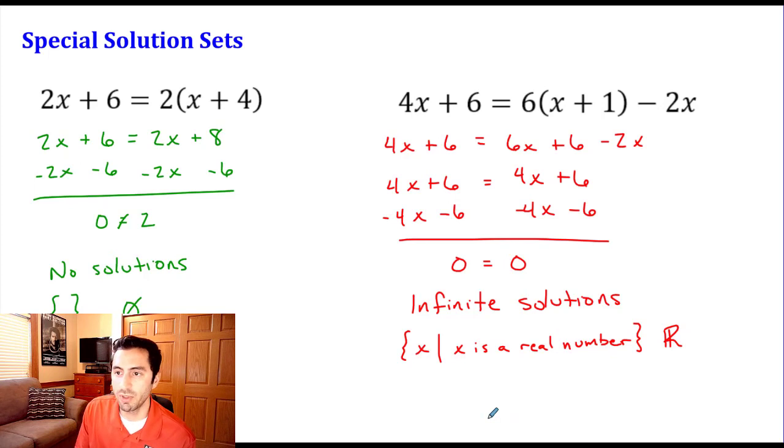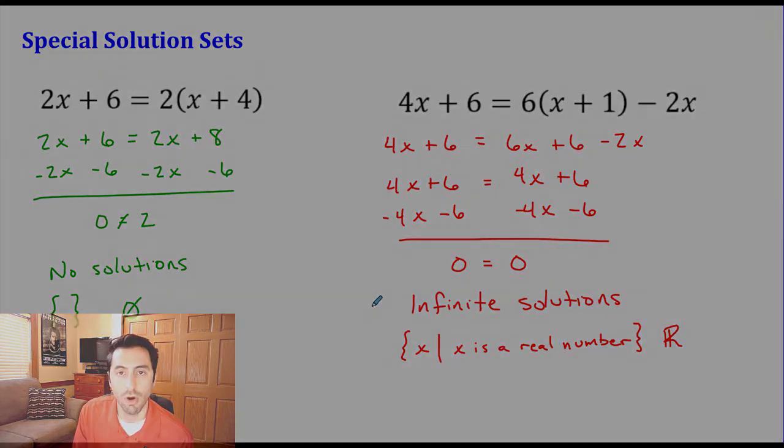So the two possibilities again, no solutions. When I'm trying to solve, I end up with a false statement. So 0 equals 2. That's never true, right? So I don't have any variables there. For infinite solutions, again, my variables cancel out. But now I'm left with an always true statement. Something like 0 is equal to 0. Or 6 is equal to 6. And that gives me infinite solutions or all real numbers.